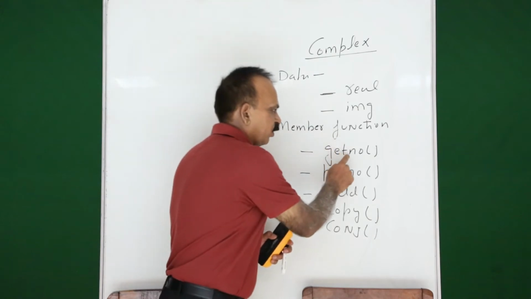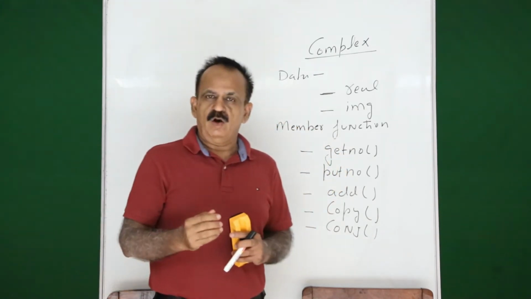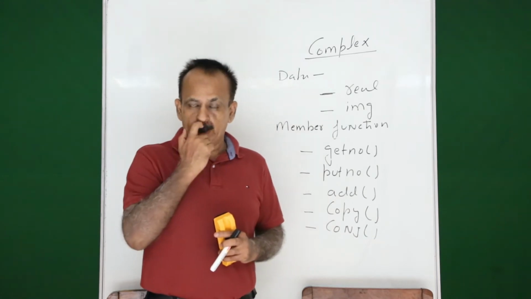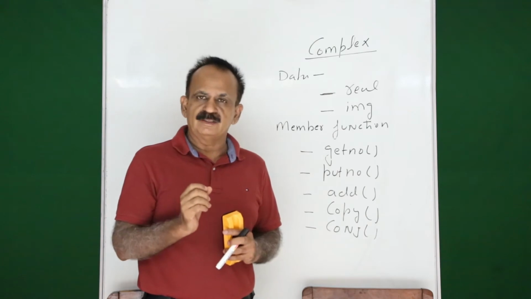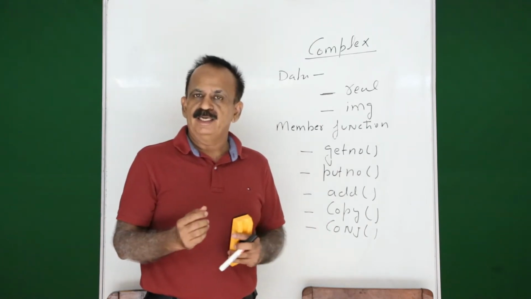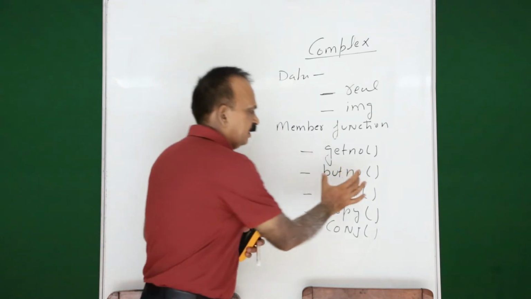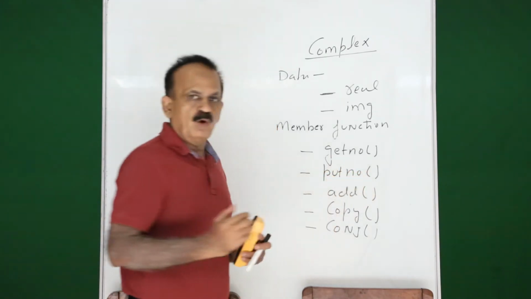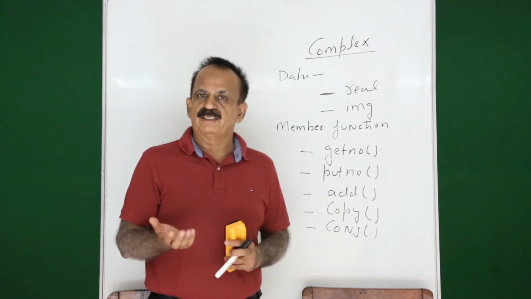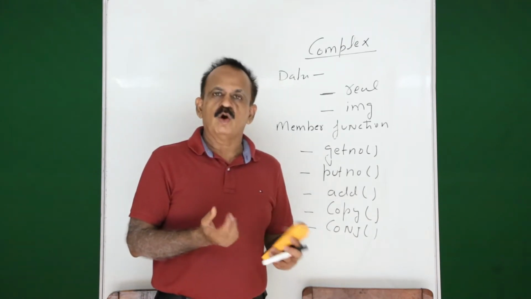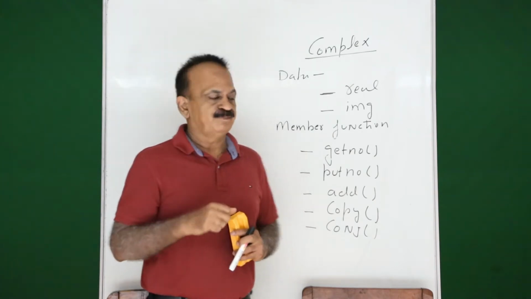Say, first of all I want this function to be implemented, getnumber or input of a complex number. Now input of a complex number needs one complex number. That means only one object is involved, and that object will be the calling object. Similarly, putnumber. If I want to print some complex number, I need one object, and positively that object will be the calling object, that is, whose value is to be printed.